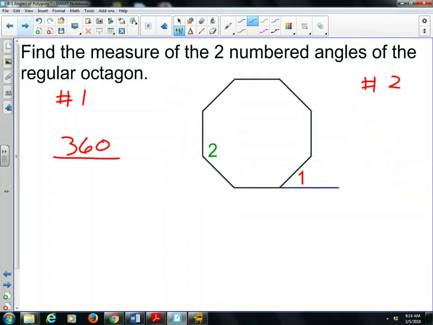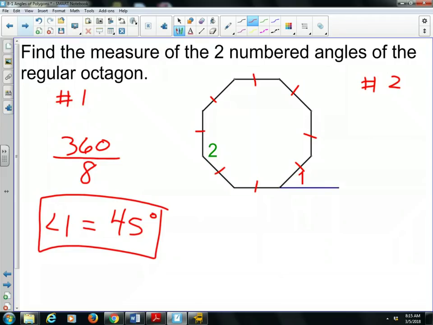How many sides are there? We talked about how this is an octagon: 1, 2, 3, 4, 5, 6, 7, 8. So 360 divided by 8. When you take 360 and divide it by 8, you get 45 degrees. Angle 1 is 45 degrees. Angle 2 is an interior angle, isn't it?